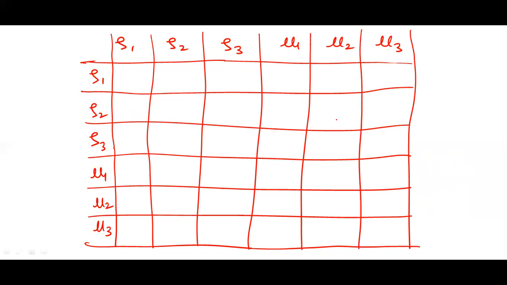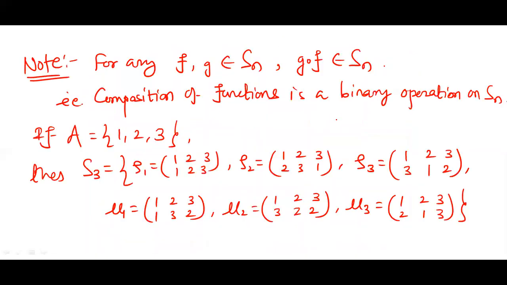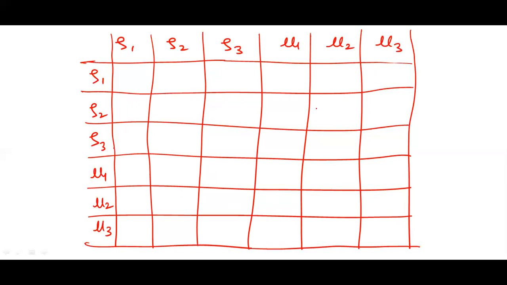Okay. So you can see that since rho 1 is the identity permutation, a composition of rho 1 with any permutation gives that permutation only. Here we are taking the operation as composition. Rho 1 composition rho 1 is rho 1. Rho 1 composition rho 2 is rho 2. Rho 1 composition rho 3 is rho 3. Rho 1 composition mu1 is mu1. Rho 1 composition mu2 is mu2. Rho 1 composition mu3 is mu3.